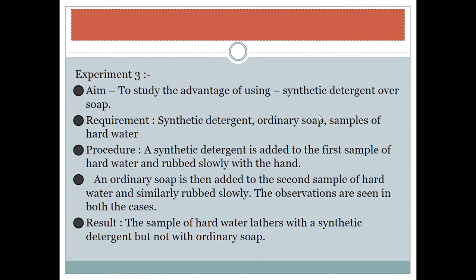Experiment 3. Aim: to study the advantage of using synthetic detergent over soap. Requirements: synthetic detergent, ordinary soap, and samples of hard water. Procedure: a synthetic detergent is added to the first sample of hard water and rubbed slowly with hands. An ordinary soap is then added to the second sample of hard water and similarly rubbed slowly. The observations are seen in both cases. Result: the sample of hard water lathers with a synthetic detergent but not with ordinary soap.